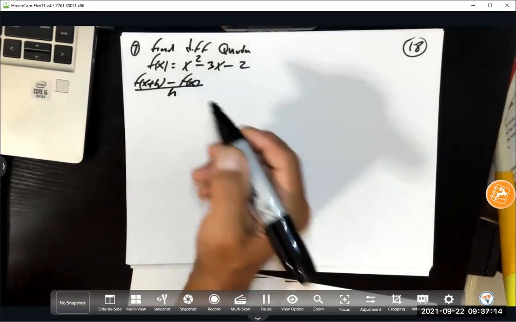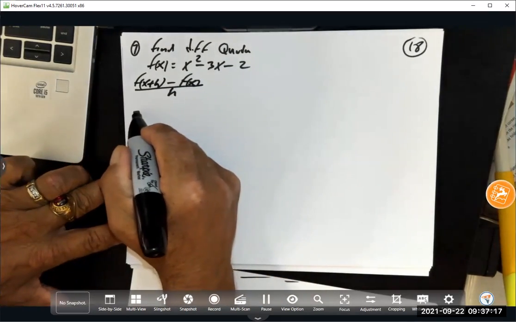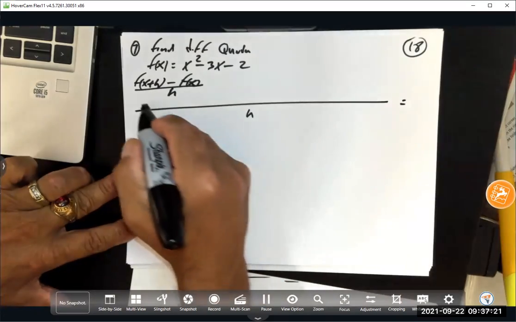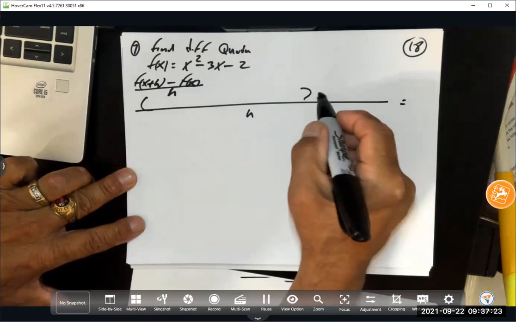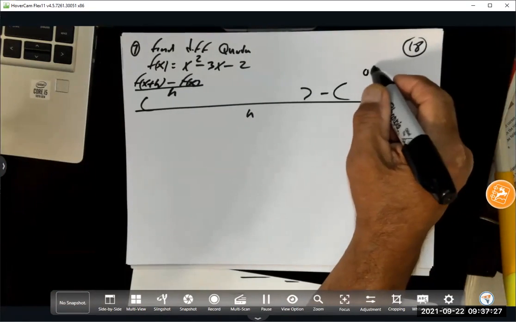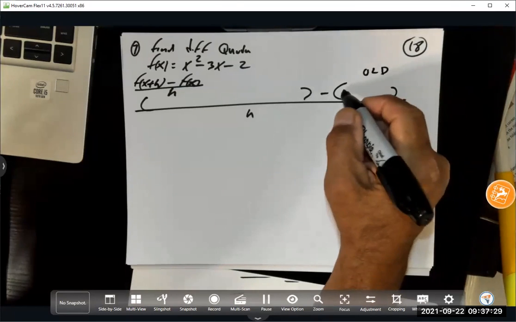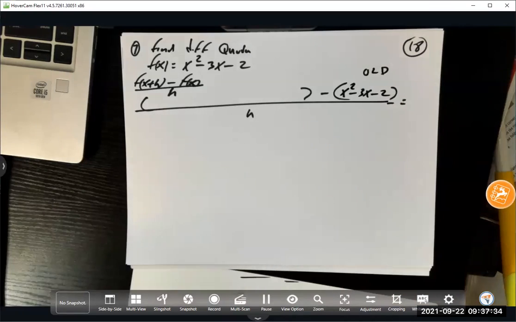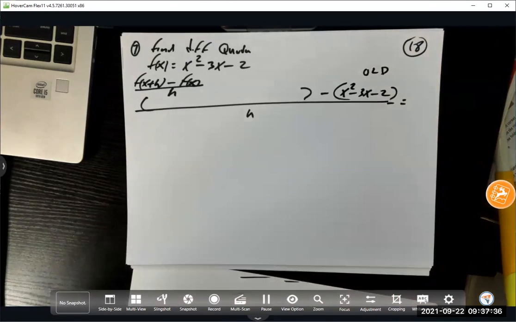So now, you always put the giant line like this, and you put the h right here. You have the big parentheses and the little parentheses, like that. Here goes the original problem: x squared minus 3x minus 2. So x squared minus 3x minus 2 is the original problem. Is that okay?